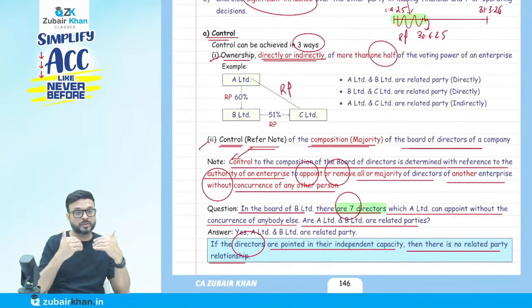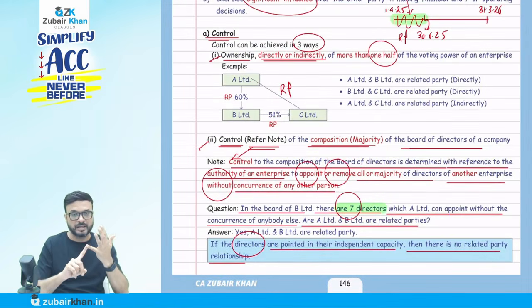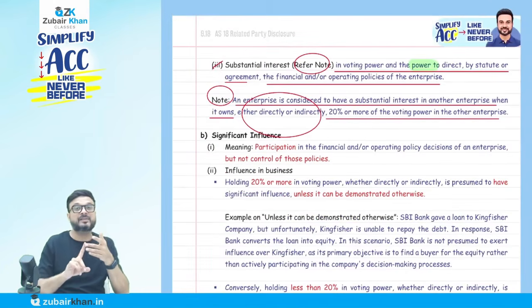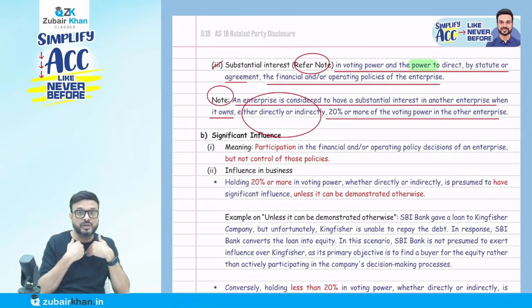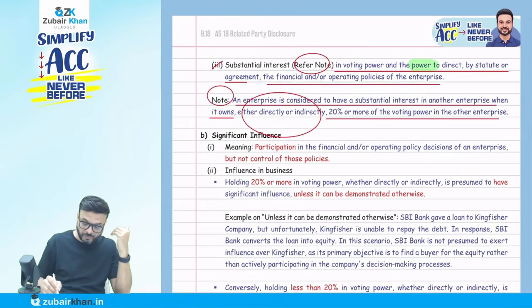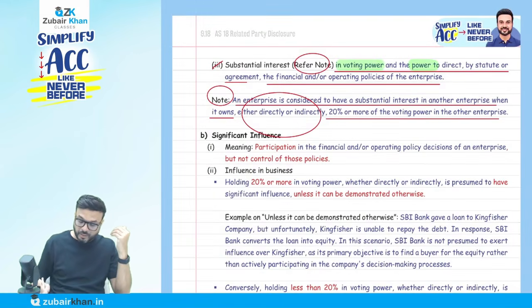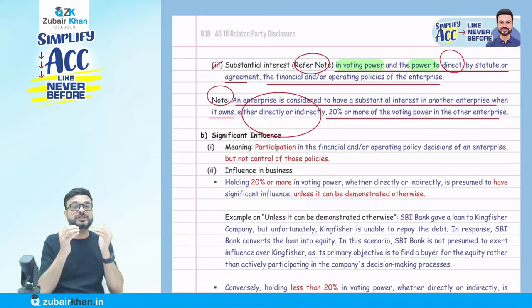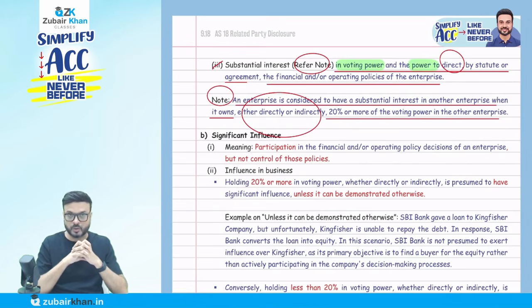I am holding 50% or more than that, directly or indirectly. I have a control on the majority of directors, okay? And I have a substantial interest. It means I have the voting power and I have the power to direct by law or agreement the financial or operating policies of the enterprise. So what is going to happen now? In these 3 situations, if any of them happens, we are going to say we have a control on them.